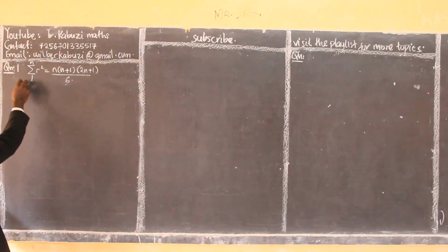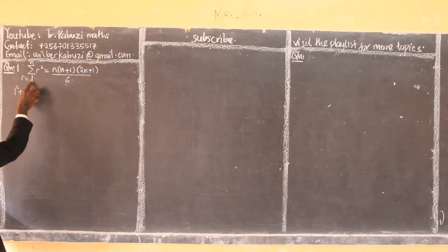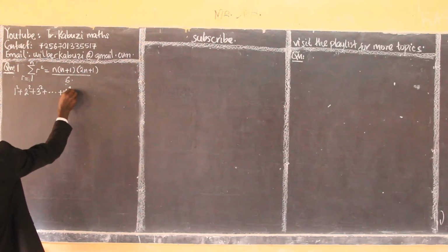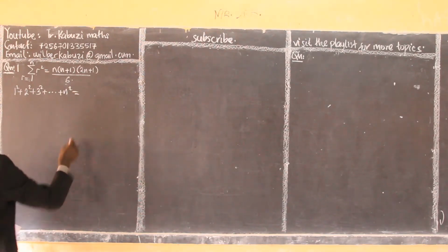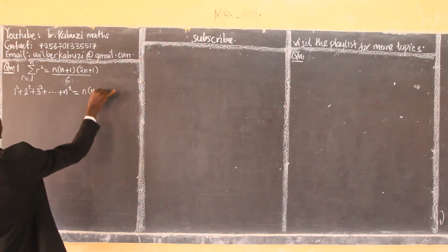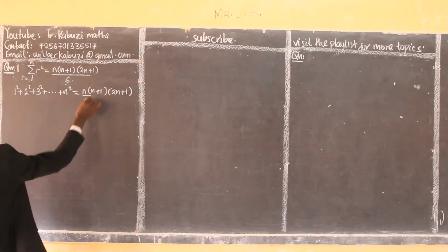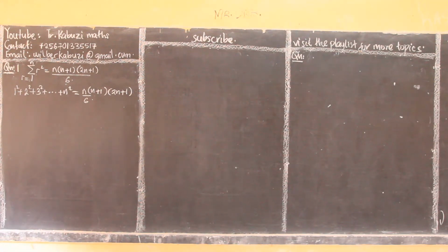So when r is 1, I have 1 squared plus the next integer is 2. We are squaring it. Next is 3 plus, we cannot complete all the integers, but we are telling us that we are ending at n. So plus n squared equals to the right hand side, which is the whole thing over 6. So that's the first part.